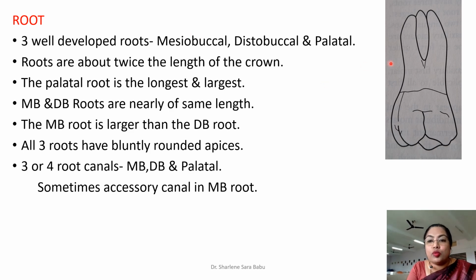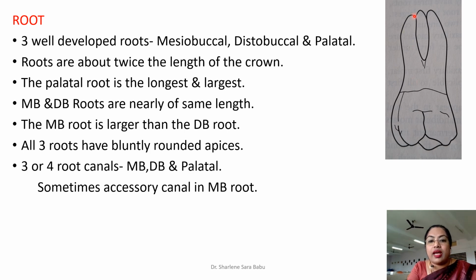Let us move on to the root. It has three well developed roots, that is a mesiobuccal, distobuccal and the palatal roots. The roots are about twice the length of the crown. The palatal root is the longest and the largest. The mesiobuccal and the distobuccal roots are nearly of the same length and the mesiobuccal root is larger than the distobuccal root.